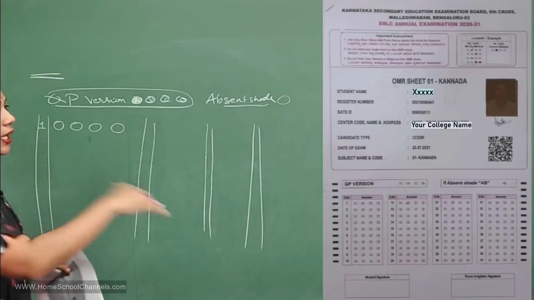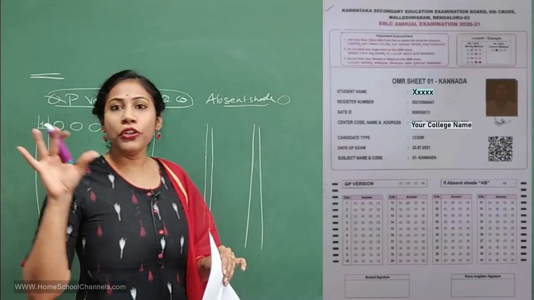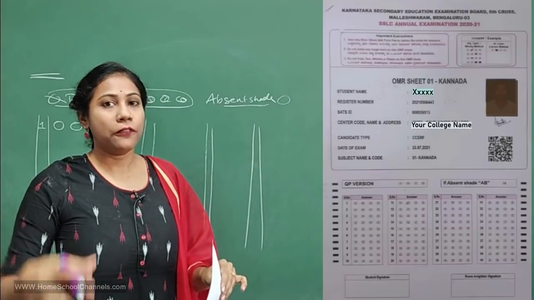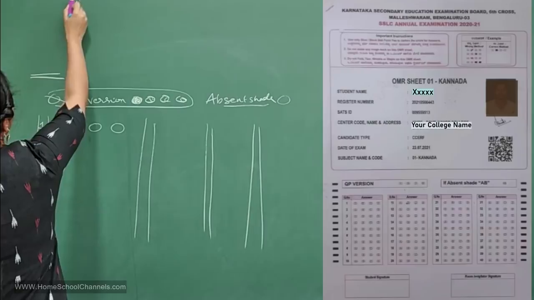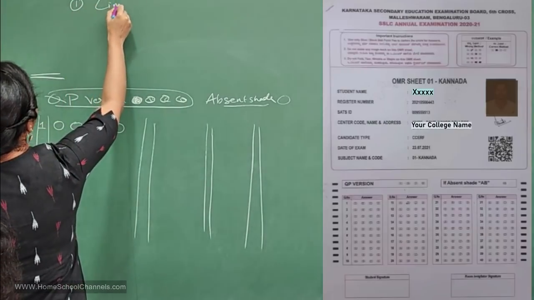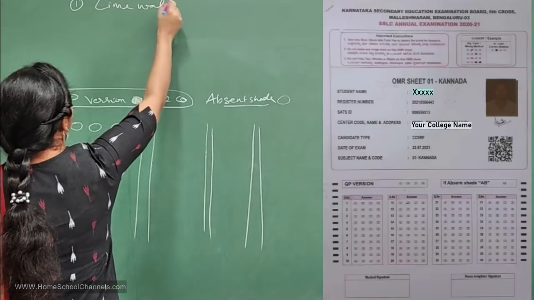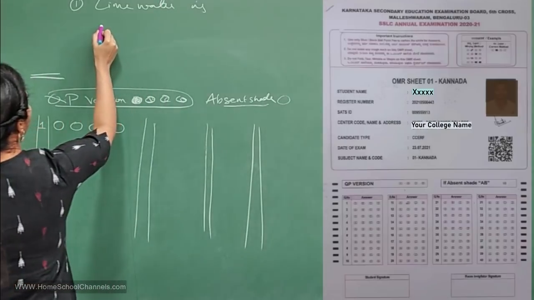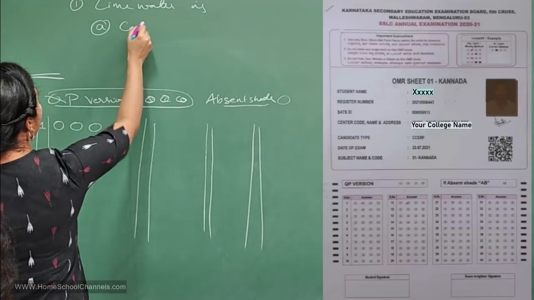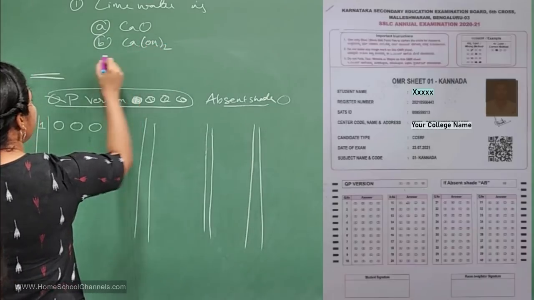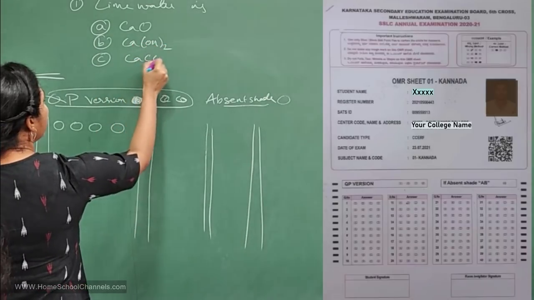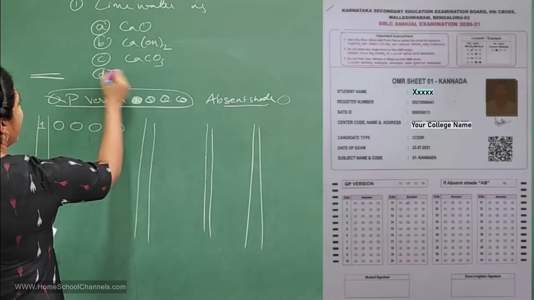Right? See, it's all multiple choice questions. So you will have 4 options. You know that. For each question, you will have the 4 options. Say, for example, if the question is "lime water is", okay, there are 4 options. Option A, calcium oxide. Option B, calcium hydroxide. Option C, calcium carbonate. And option D, none of this.